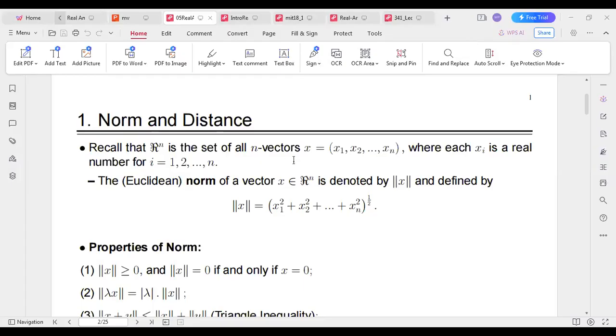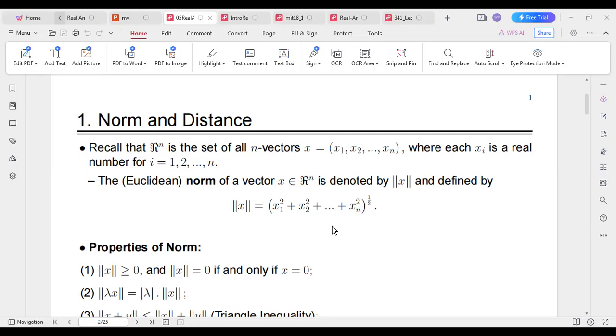So first of all, what are the norm and distance? Actually, the space R^n is the set of all n-vectors x equals (x1, x2, ..., xn), where each xi is a real number for i equals 1 up to n. The Euclidean norm of a vector x belonging to R^n is denoted by double bars around x and defined by the norm of x equals (x1 squared plus x2 squared plus ... plus xn squared) to the power half.